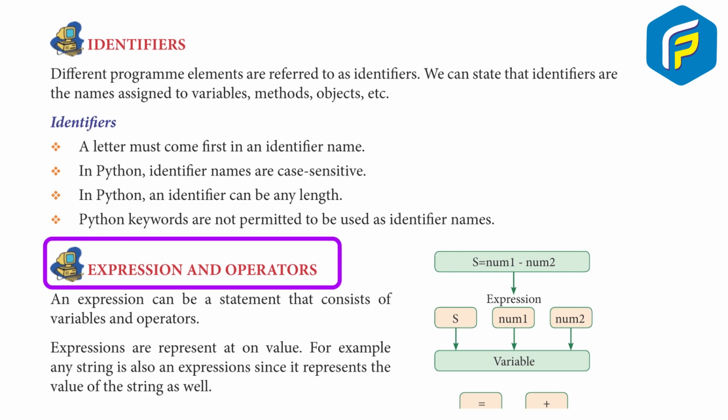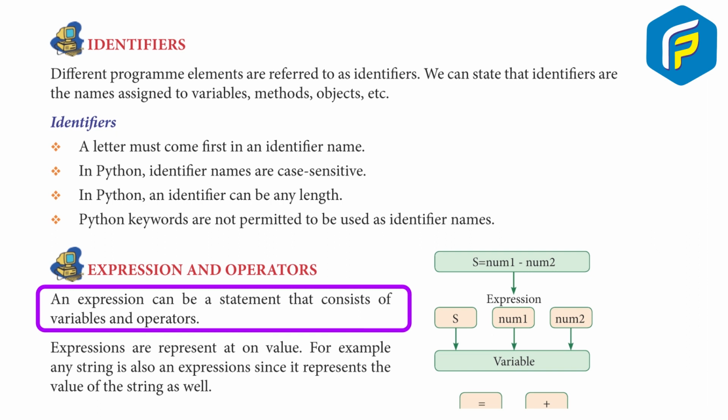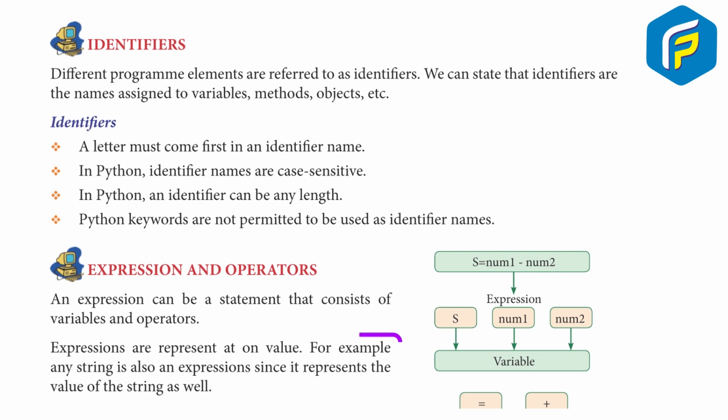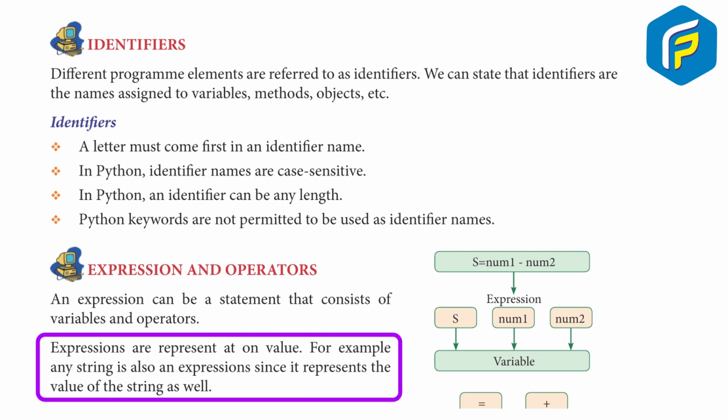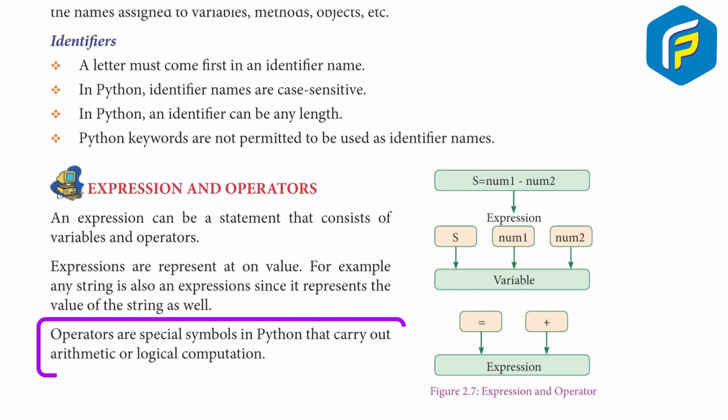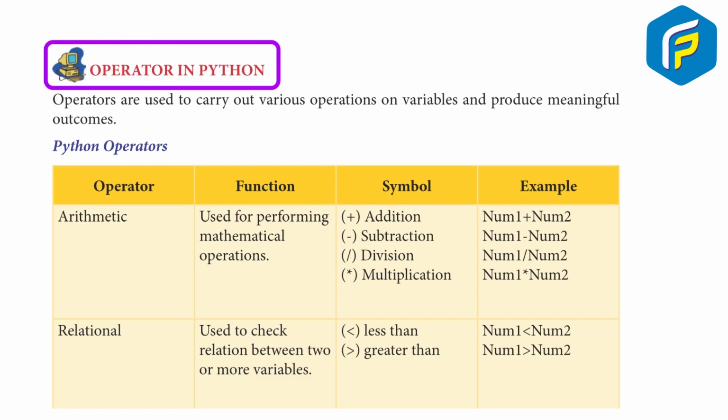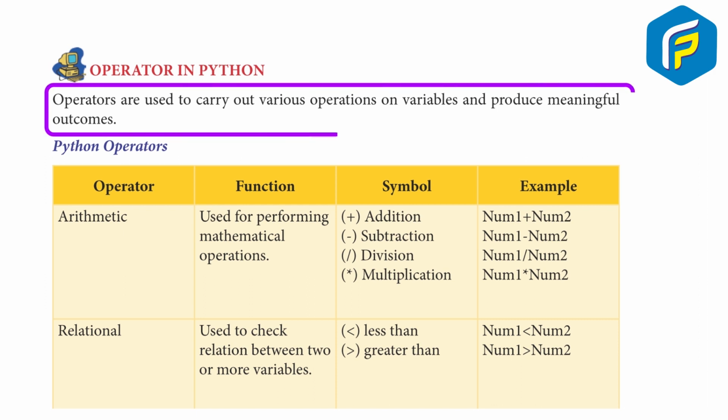Expressions and operators. An expression can be a statement that consists of variables and operators. Expressions are represented as a value. For example, any string is also an expression since it represents the value of the string as well. Operators are special symbols in Python that carry out arithmetic or logical computation. Operators are used to carry out various operations on variables and produce meaningful outcomes.